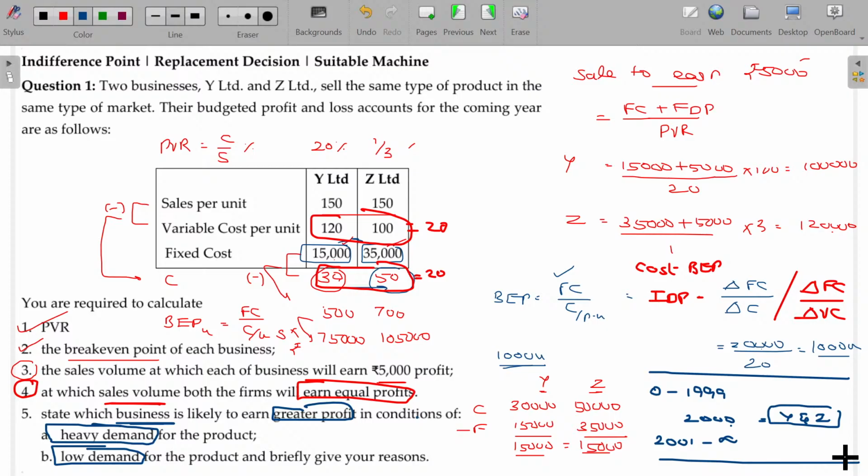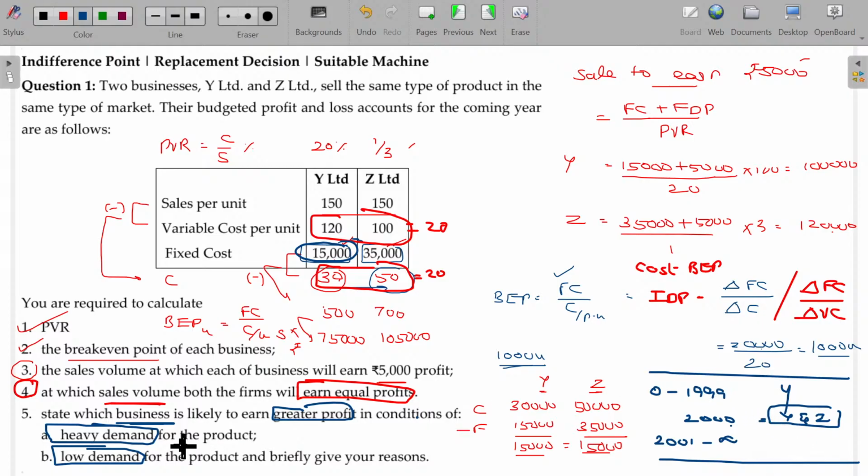The same happens if you are manufacturing and selling 2000 units only. Either you can go for Y or Z, you will be getting the same cost. But if the demand is much lesser, which is better? Lower the demand, lower fixed cost is suitable. Lower fixed cost means between these two, Y will be suitable.